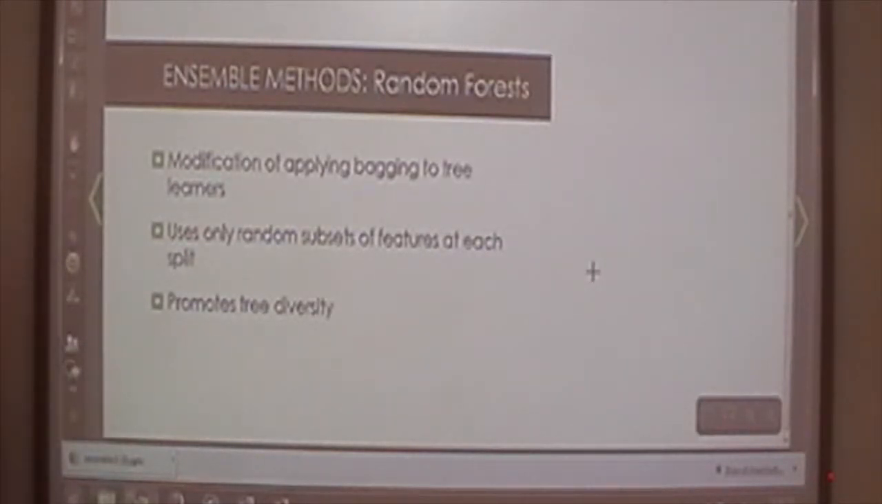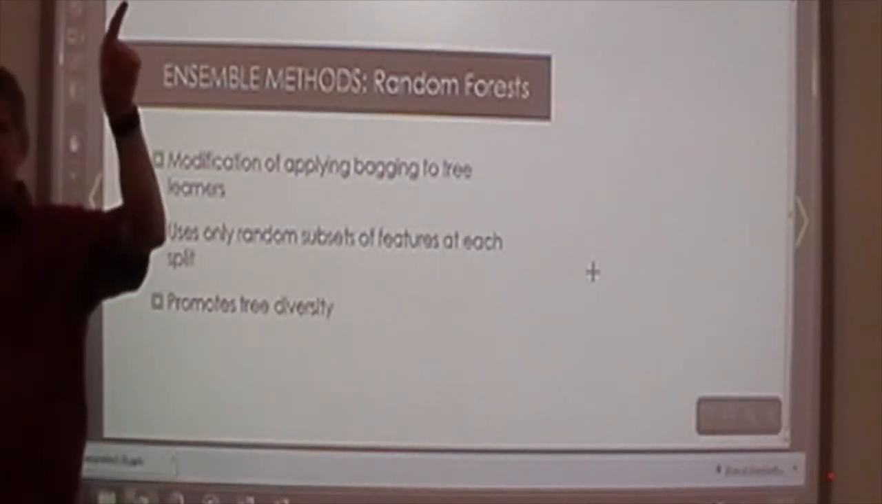Random forests. This is a particular type of, I mean, one could think of it as bootstrap aggregation applied to decision trees or tree learners in general. With one caveat there.